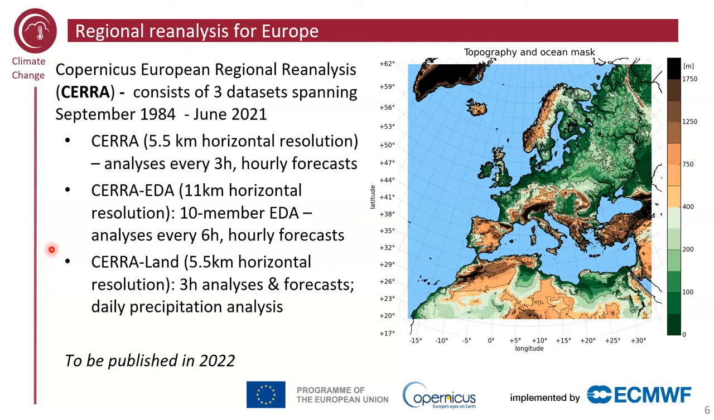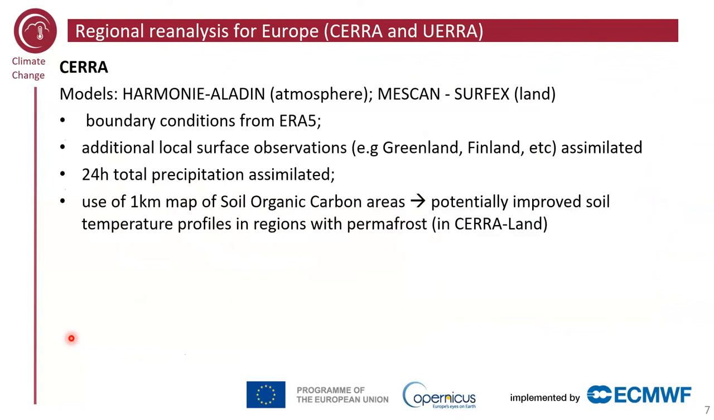The EDA is also available, using the forcing from the EDA members of ERA5, 10 members in the ensemble, as well as the land component, a downscaling of the surface analysis of the land, published separately. This data is not yet made public, but it's due to be published in the next few months. In terms of the system setup, again, it was a model from the HARMONIE-AROME family using the SURFEX land model, land system. Boundary conditions were from ERA5. Additional local observations of Greenland and Finland were assimilated, as well as 24-hour total precipitation.